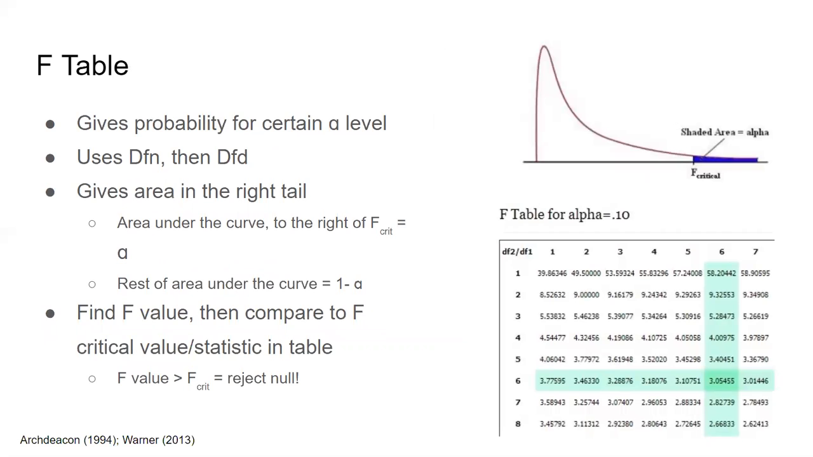So we use these degrees of freedom values with our F table. This gives us a probability for a certain alpha level. We read across the top to the right for degrees of freedom n. We read down the left on the side for degrees of freedom d. This gives us the area in the right tail. The area under the curve to the right of F crit is going to be that alpha level, as we see shaded in the graph on the top right. The rest of the area under the curve, of course, is equal to 1 minus alpha. We find our F value. We compare it to the F critical value that we find in the table by cross-referencing the degrees of freedom. And if our value is greater than F crit, we reject the null.